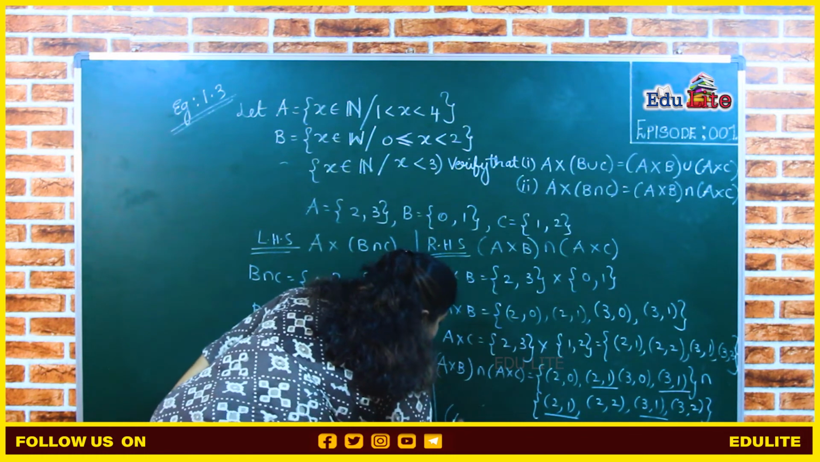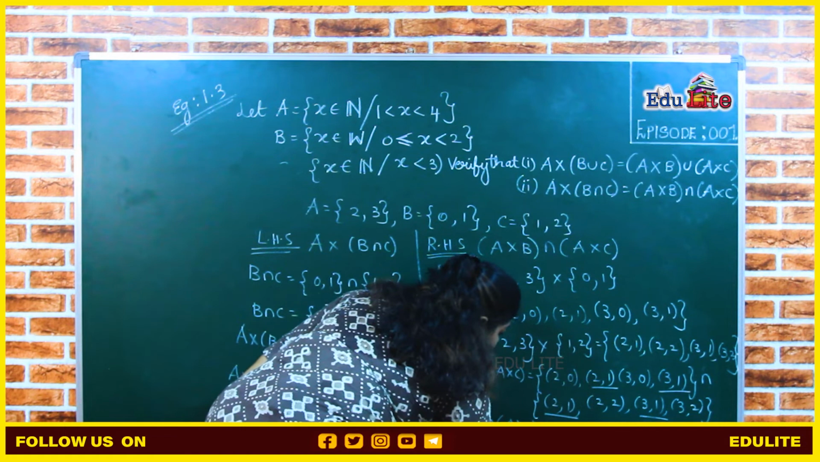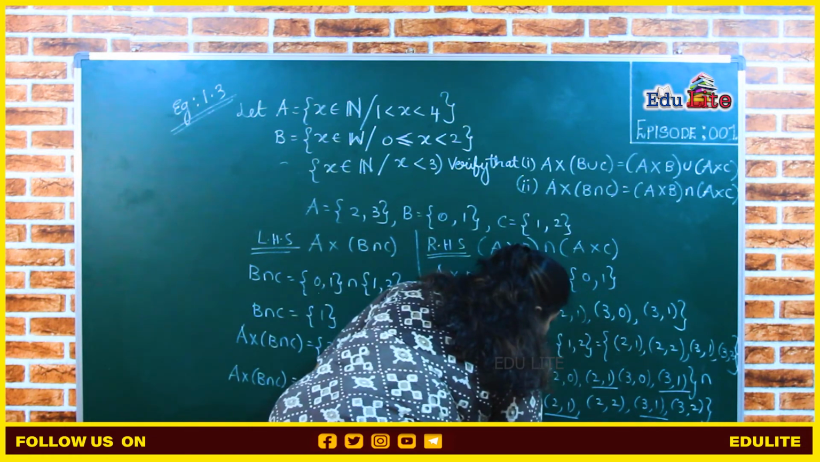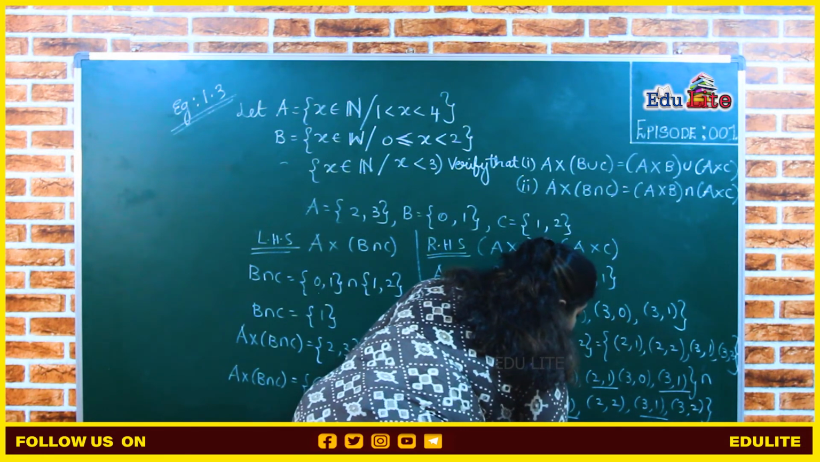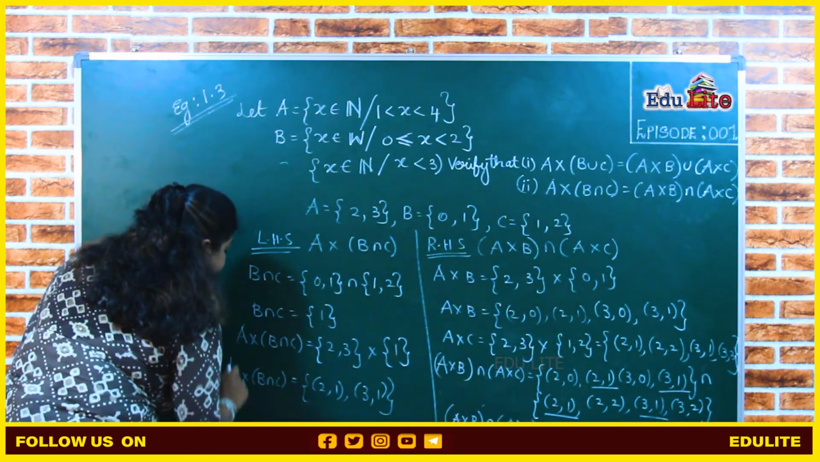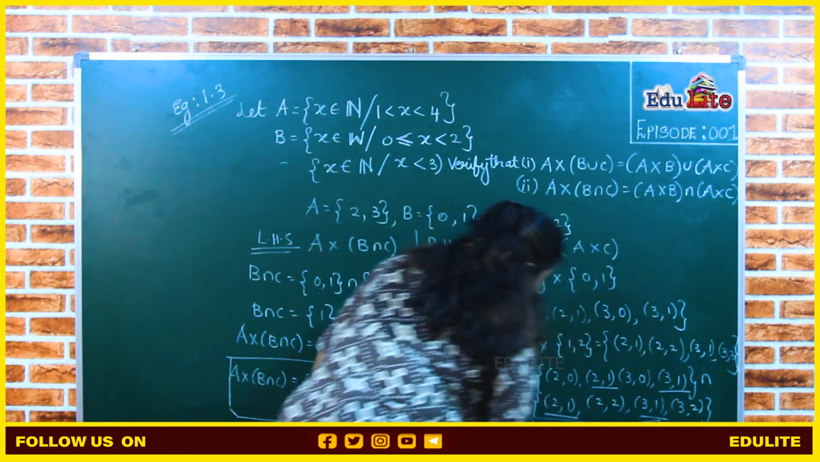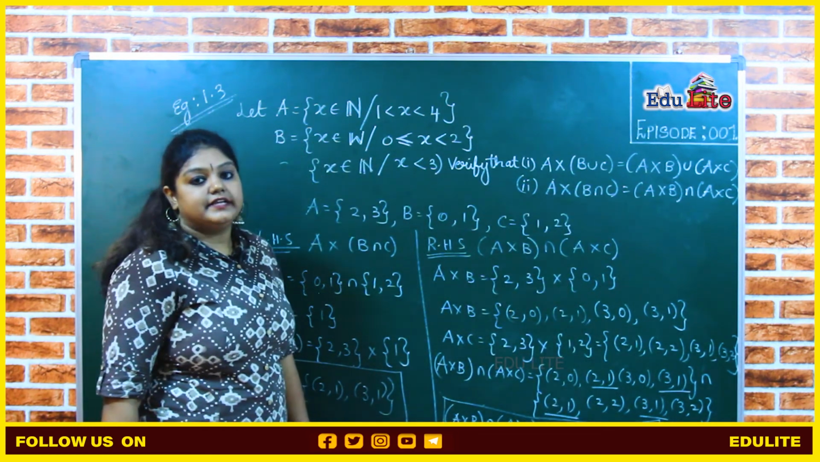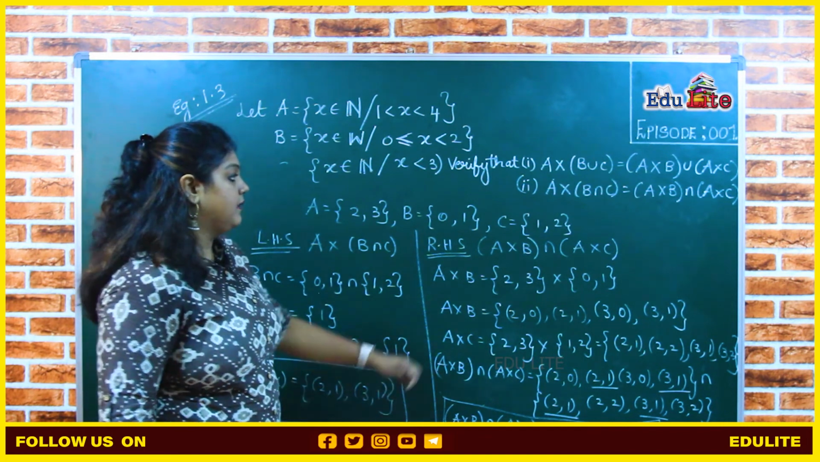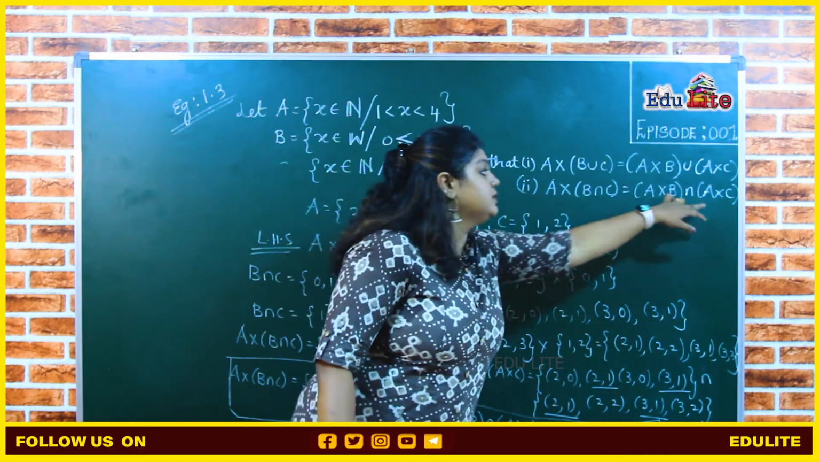Therefore, A cross B intersection A cross C equals (2, 1), (3, 1). Whereas the left hand side is also (2, 1), (3, 1) and the right hand side is also the set of all ordered pairs (2, 1), (3, 1). So therefore this is also verified, whereas this is equal to this term.